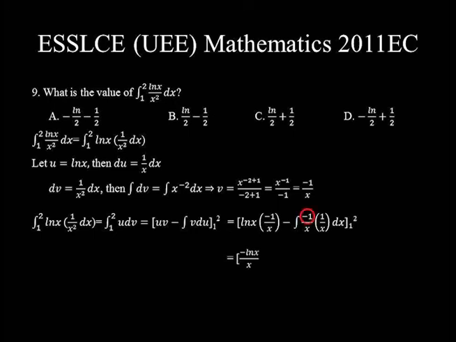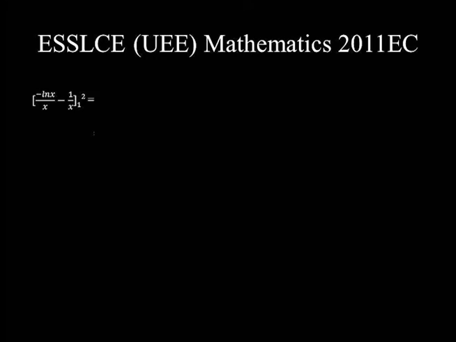Negative 1 is a constant, so we can bring it to the front. That's negative 1 times negative 1 becomes plus the integral of 1 times 1 is 1, divided by x times x is x squared dx, x ranging from 1 up to 2, which is equal to minus ln x divided by x. The integral of 1 over x squared dx is already determined as minus 1 over x ranging from 1 up to 2. So substituting 2 and 1 in place of x, we will find minus ln 2 divided by 2 minus 1 over 2 minus ln 1 divided by 1 minus 1 over 1, which is equal to minus ln 2 divided by 2 minus 1 over 2.